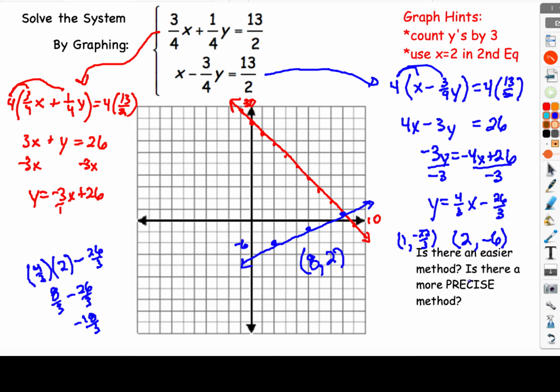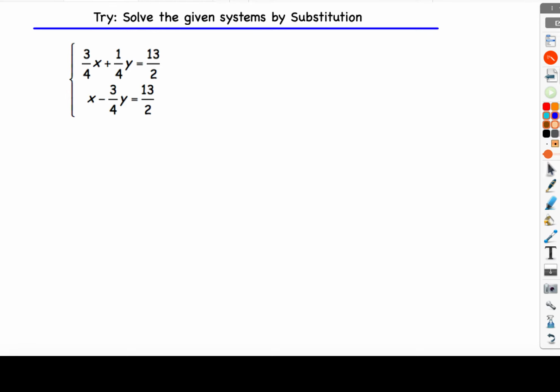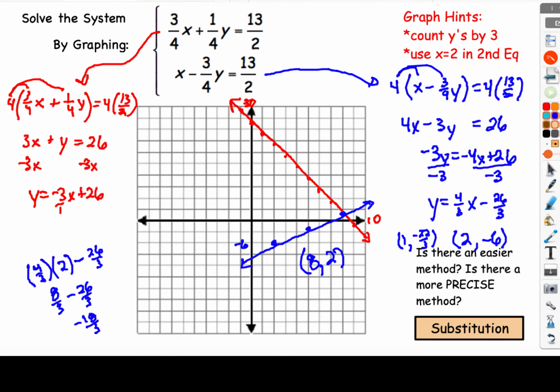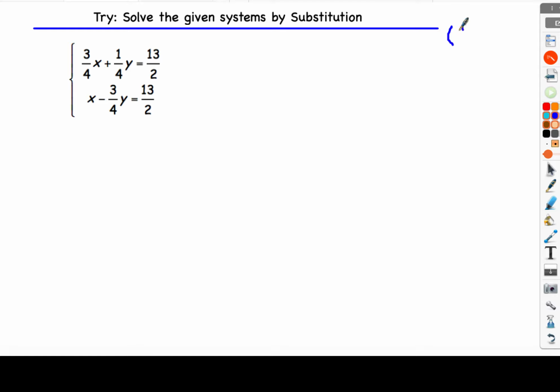Let's take a look at this using a different method, using that method of substitution. Now, I'm not saying it won't be a little bit messy, but again, we think we're going to get a solution of (8, 2). So I'm going to go ahead and write that up here just so that we can check our answer. Let's try this one by a method of substitution.